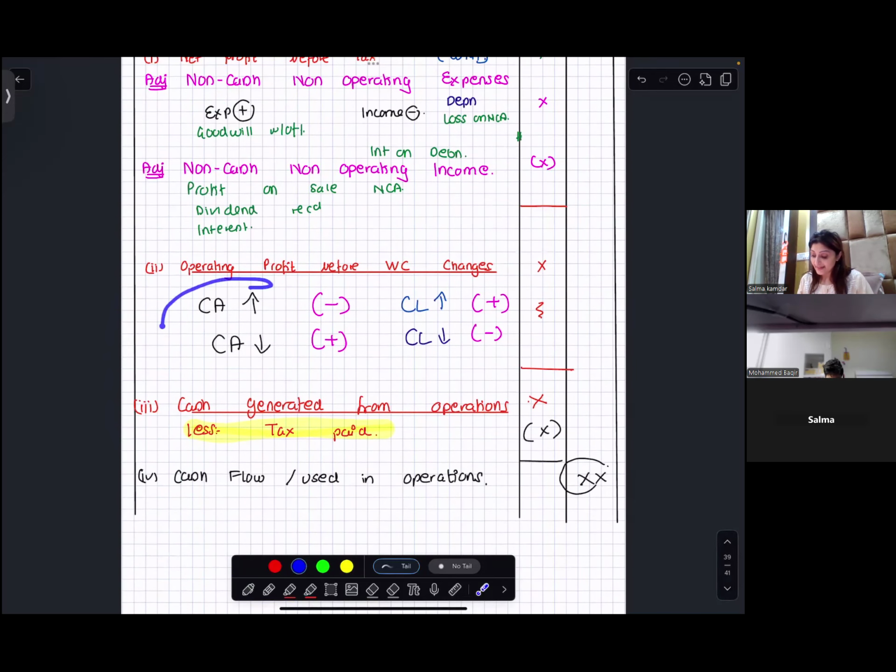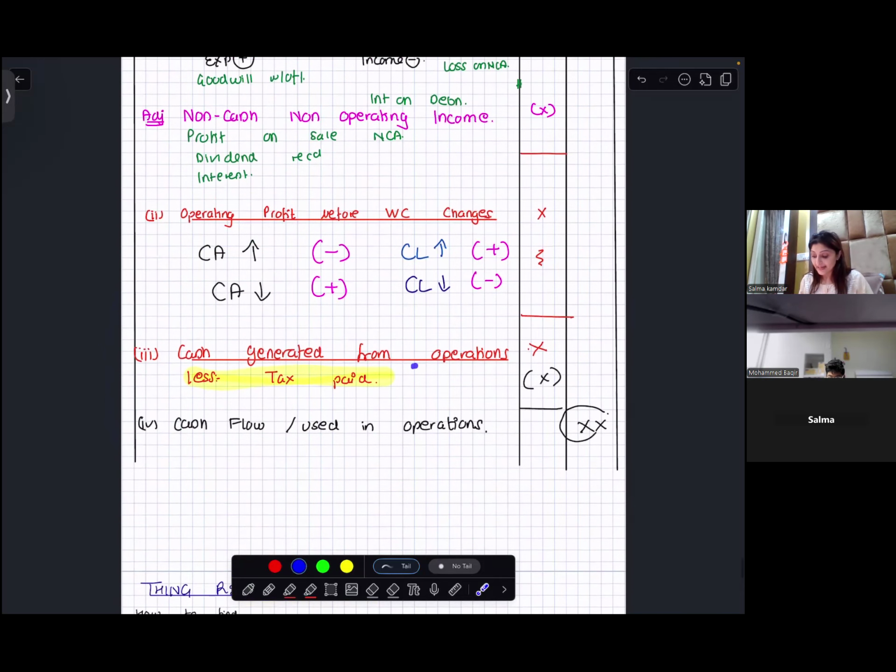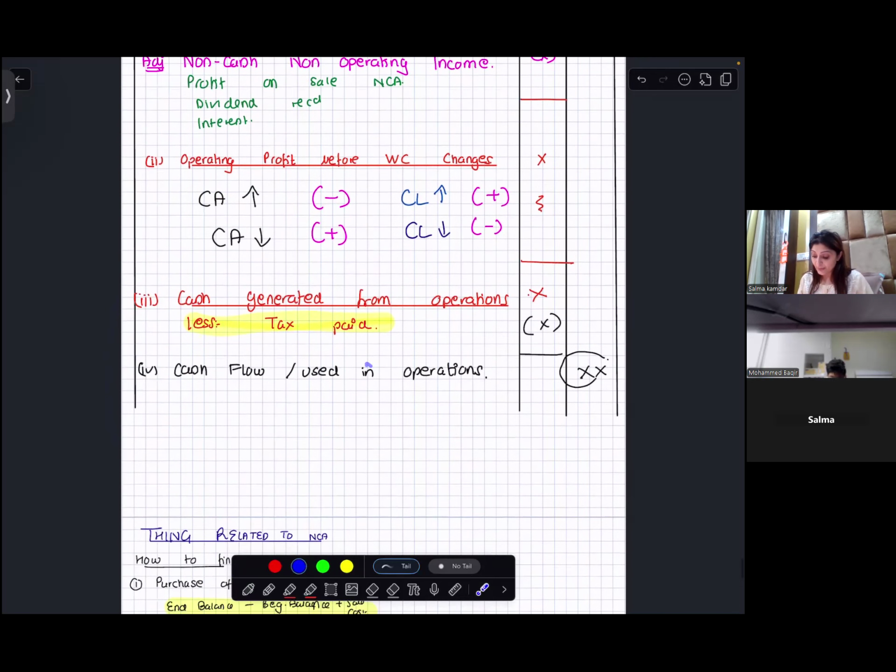Then you do your working capital changes over here: current assets, current liabilities. In that, bank overdraft is also a financing activity. You get cash generated from operations minus tax paid. Either they directly give you the tax paid.